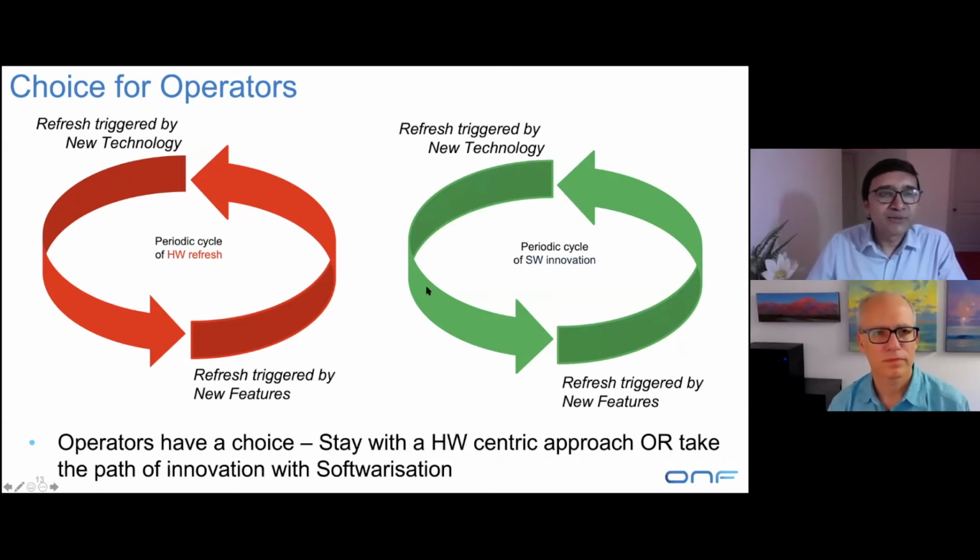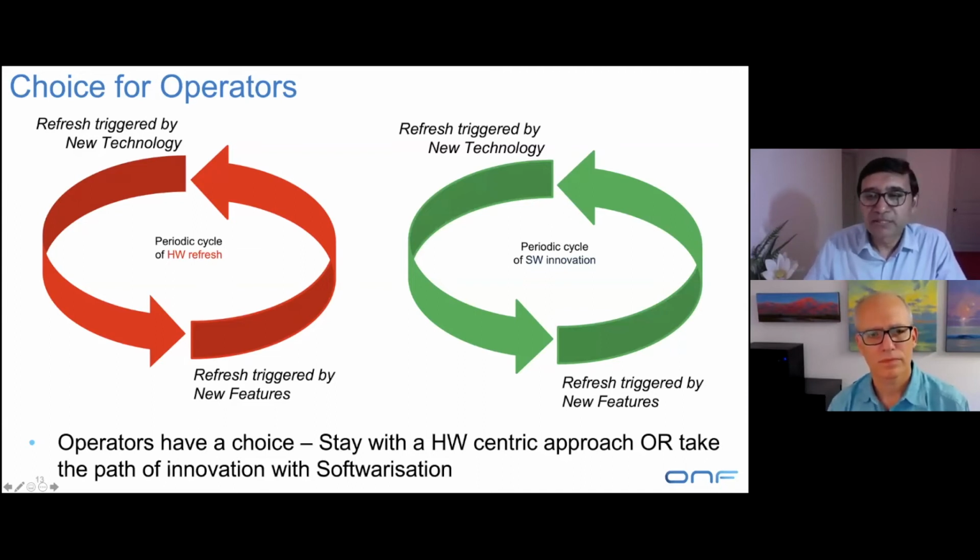So this slide summarizes the choice that is there in front of operators. One is to continue with the traditional model, which is on the left. And what happens here is that you have a refresh cycle, which is triggered by either new technology or new features. And these refreshes result in a hardware refresh, which means the baseband units and radios are changed every now and then. So maybe after a few years, there is a cycle for hardware change, which causes network disruption, services disruption, and obviously other CapEx, OpEx impacts.